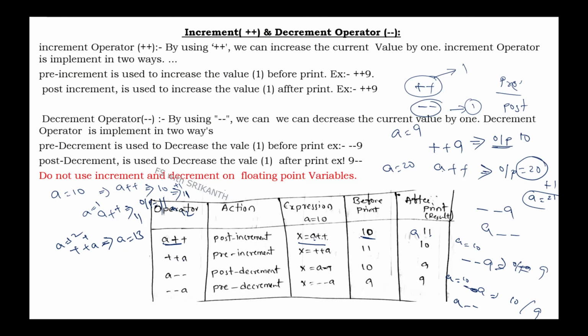Next, plus plus a, pre-increment. Right now the value of a is 10. With pre-increment, it directly increases to 11 before printing. So after the print it is also 11. Just observe, after the print it is also 11.